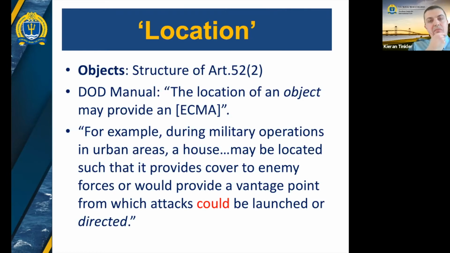Now, the DoD makes clear that objects can, by location, be military objectives. Often people think about it as being a specific area, but it can be just an object itself based on its location. And here's the example the DoD Law of War Manual uses. It says that during military operations in urban areas, a house can be located such that it provides cover to enemy forces, or would provide a vantage point from which attacks could be launched or directed. That could be a military objective by location. Slide.